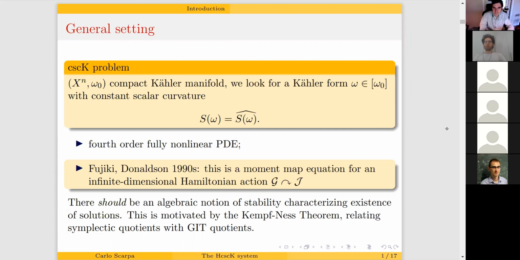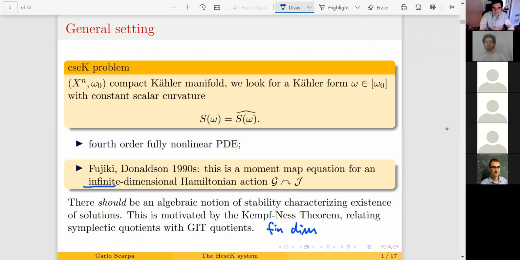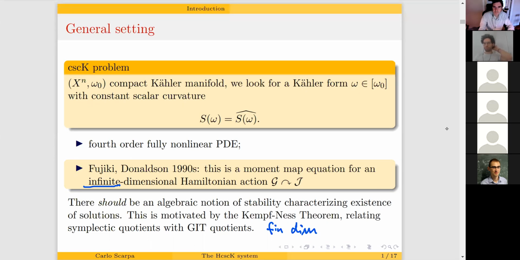So this is interesting for us because it tells us that there should be some kind of algebraic notion of stability that tells us when we can expect to have solutions of this equation. And this is motivated by the Kempf-Ness theorem of GIT, but of course the Kempf-Ness theorem is a finite dimensional phenomenon, while in our case we are in an infinite dimensional setting. So this stability picture for the CSCK problem is still very much conjectural, at least for most cases. And then there has been a large body of work on trying to characterize this stability condition, if there is any.